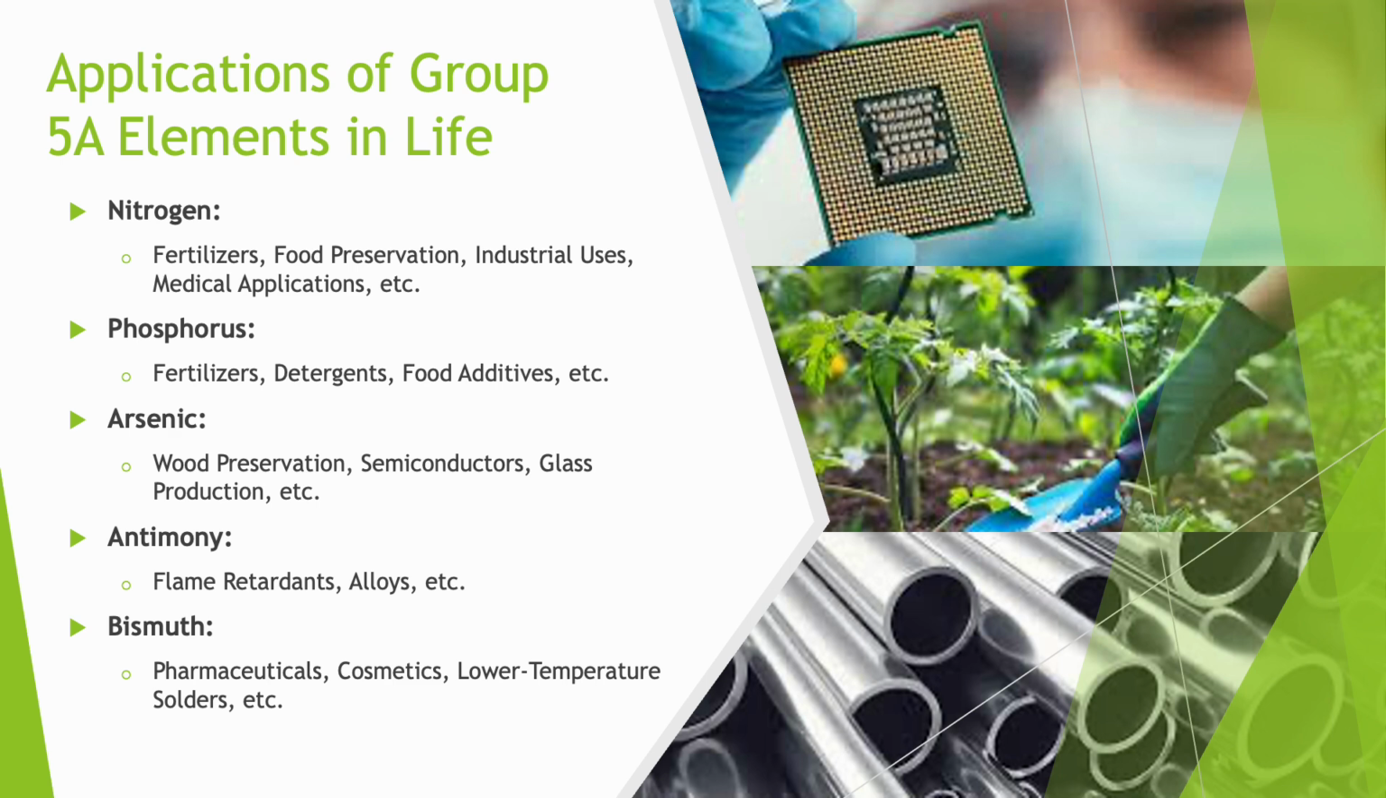Arsenic specifically can be found in wood preservation to prevent rot and insect damage, semiconductors for electronics, and glass production to improve clarity and reduce bubbles. Antimony can be found in flame retardants to reduce flammability in materials, and alloys to enhance properties of lead in batteries. Lastly, bismuth can be found in pharmaceuticals as an active ingredient in digestive medications, cosmetics as a non-toxic pigment in products, and lower temperature solders in electronics.